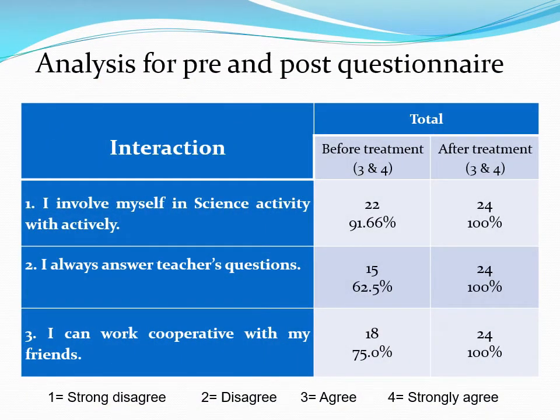Now, we look at the analysis for the pre and post questionnaire. For the part of interactions, first, I involve myself in science activity actively. Before the treatments, there were 22 pupils, but after the treatments, it becomes 24 pupils. Second, I always answer teachers' questions. Before the treatments, there are only 15 pupils, but after the treatments, it becomes 24 pupils. Third, I can work cooperatively with my friends. Before the treatments, only 18 pupils could work cooperatively with their friends, but after the treatments, 24 pupils can.